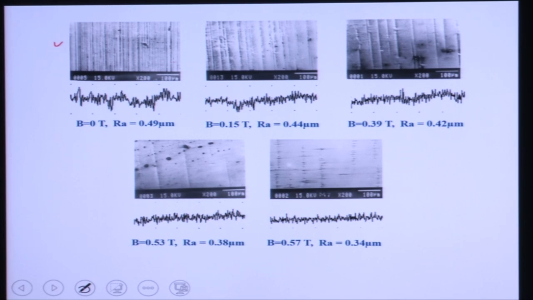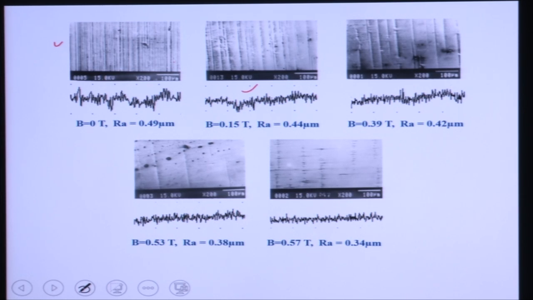Now, we are increasing from 0 Tesla to 0.15 Tesla magnetic field. When we increase to 0.15 Tesla, you can see the surface finish improves to 0.44 micron. Why does it happen? You can see that in the initial workpiece surface there are dense scratch marks, peaks and valleys, and these valleys are now separated. The distance between two scratch marks, two valleys, is increasing here. So, now you can see better polishing is obtained in this figure.